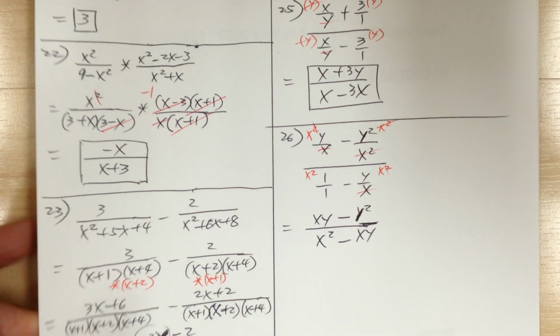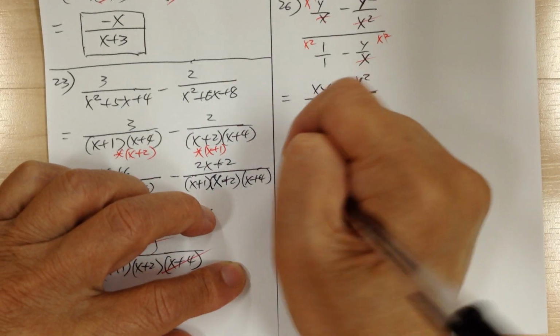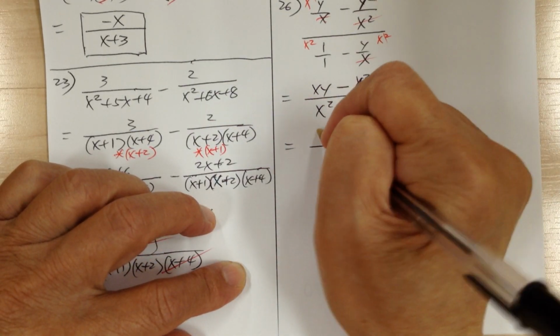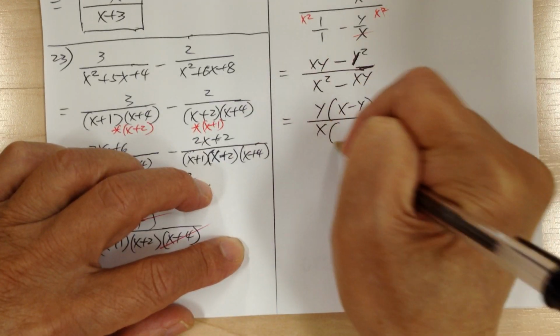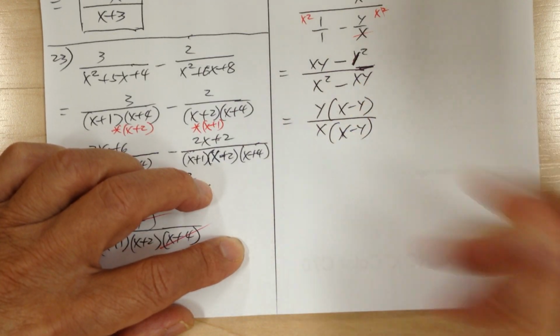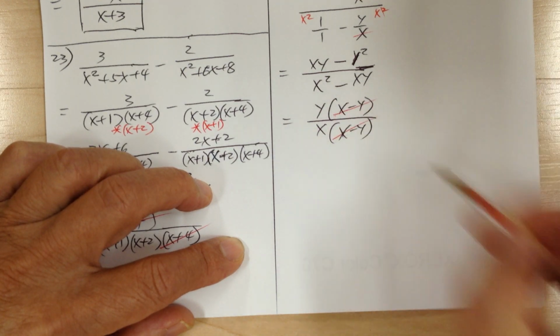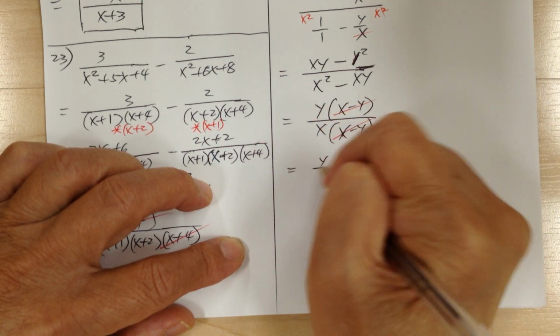After that, you need to do the factoring. Step 1, common factor: you factor out the y, so you get x minus y. On the bottom, you factor out the x, so you get x minus y. And so the x minus y will cancel out. So your final answer would be y over x.